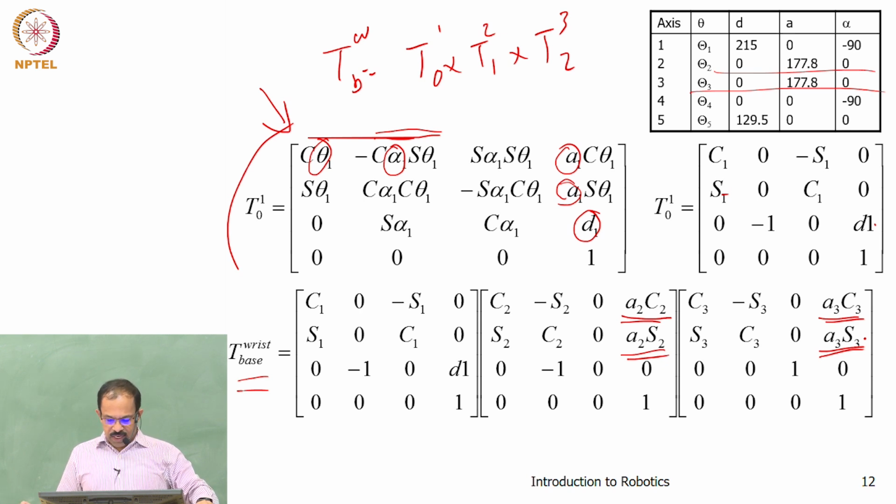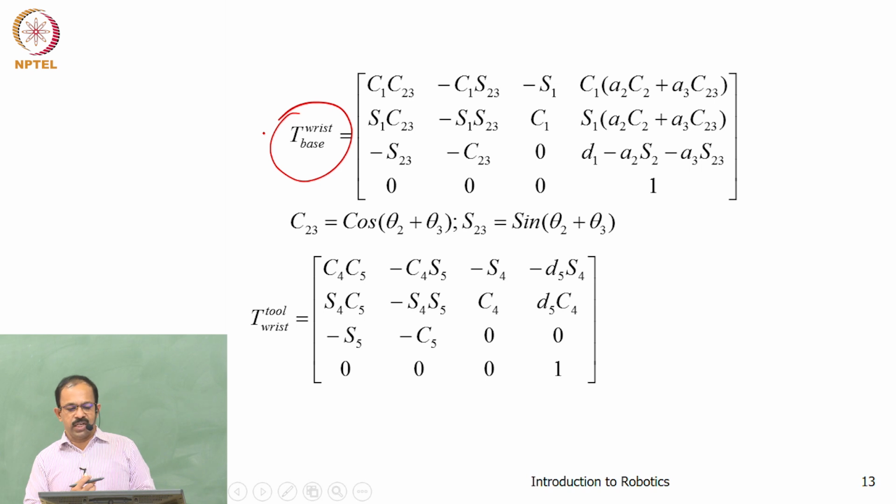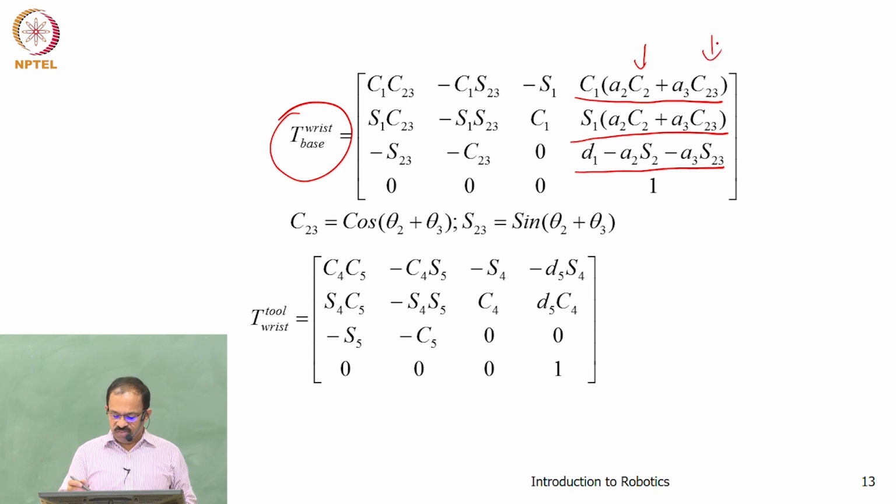Alright, so we will get this relationship. Once you multiply this, you will get the wrist to base as a 4 by 4 matrix, and you will see an expression with cos theta 2 and theta 3. So C23 stands for cos of theta 2 plus theta 3. Similarly, sin of theta 2 plus theta 3 is given as S23.